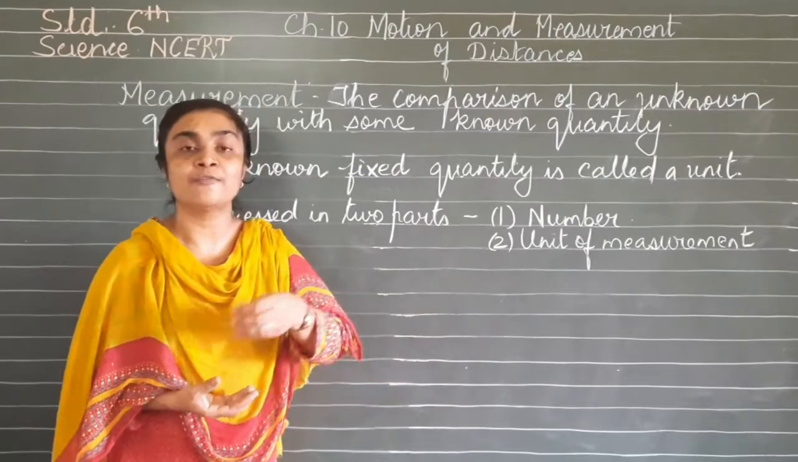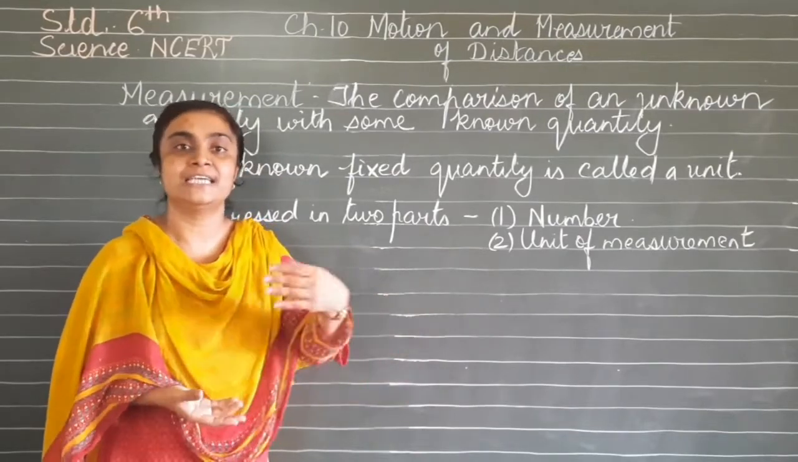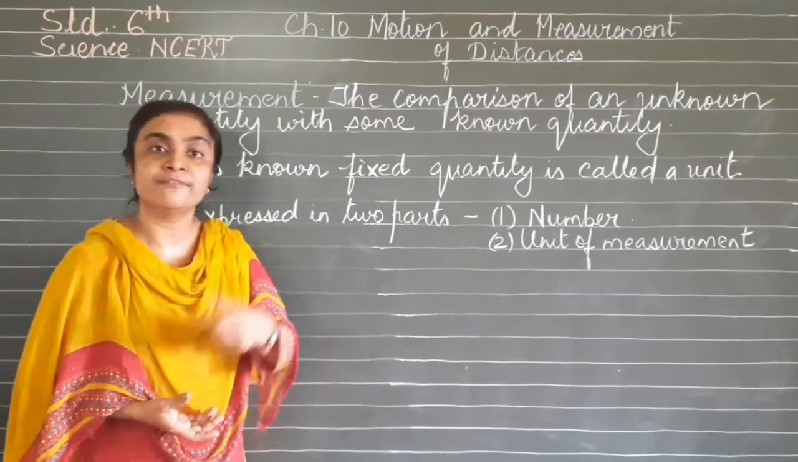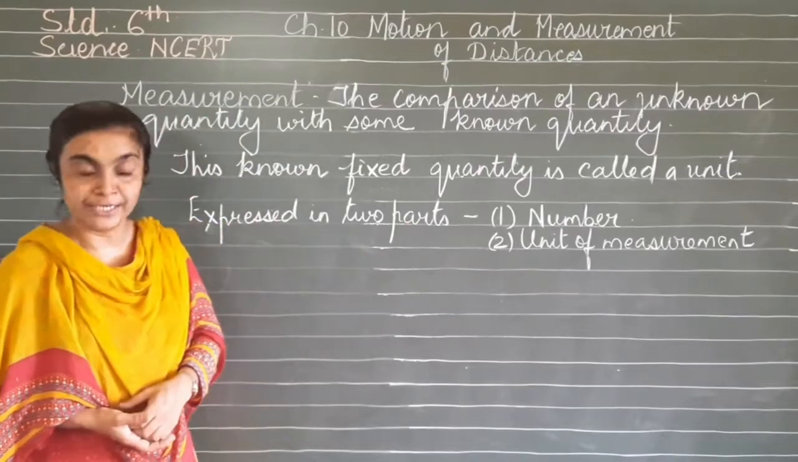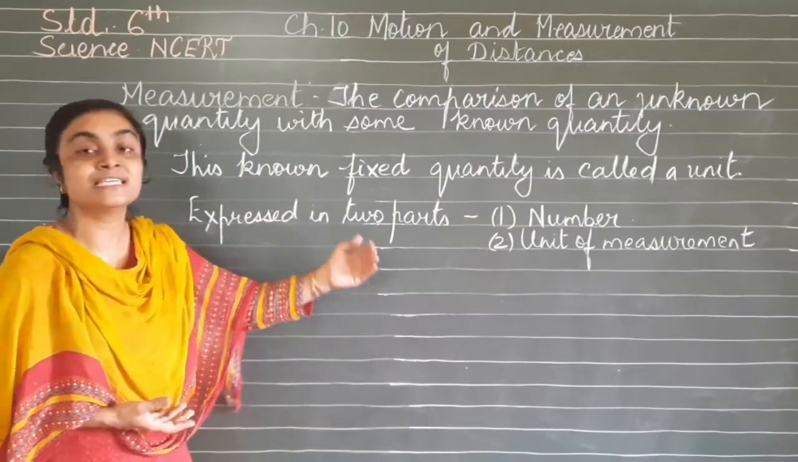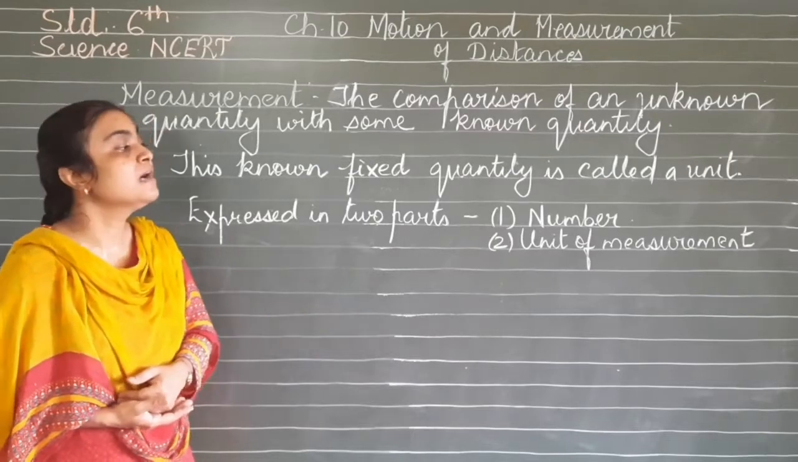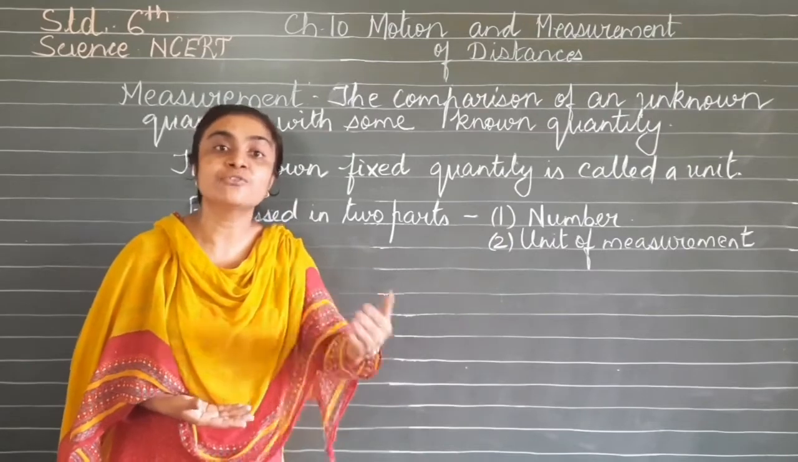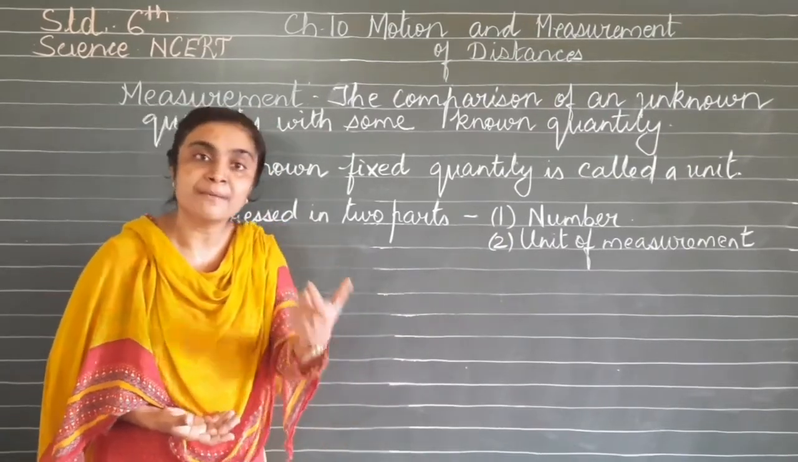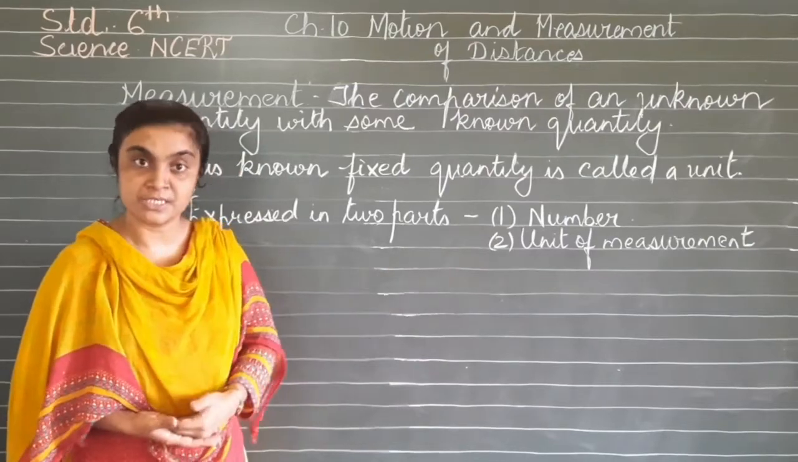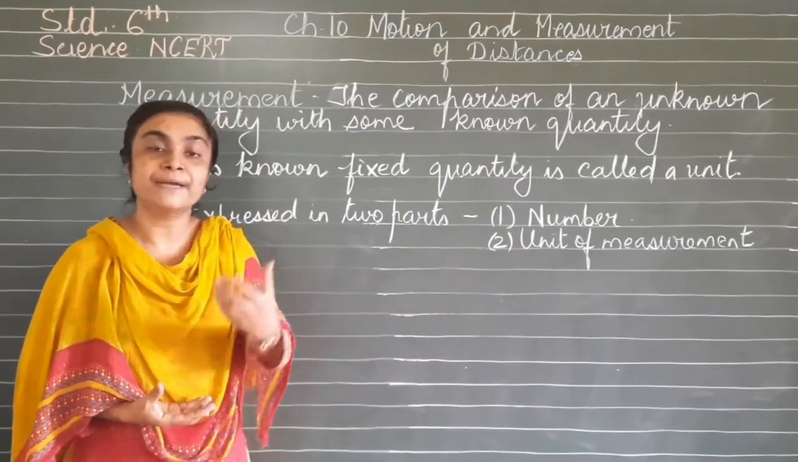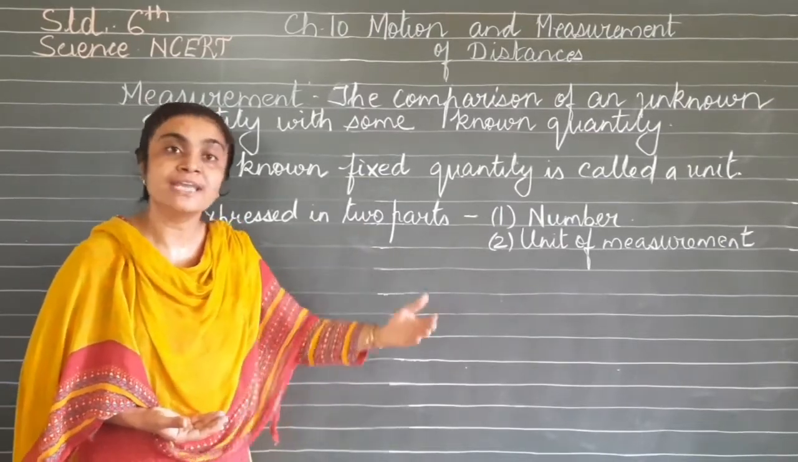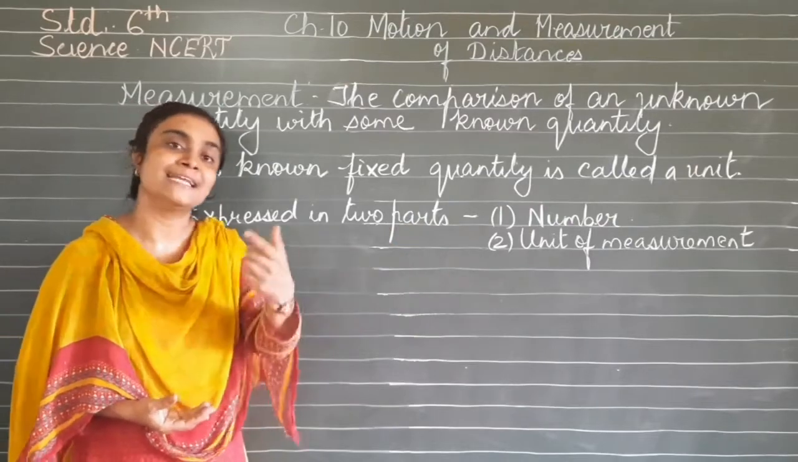It should be 4, I want 3 kg, 4 kg, 6 kg, 8 kg and so on. So that fixed quantity, fixed number is called a unit. Tomatoes. So 3 is a number and the unit is kg.